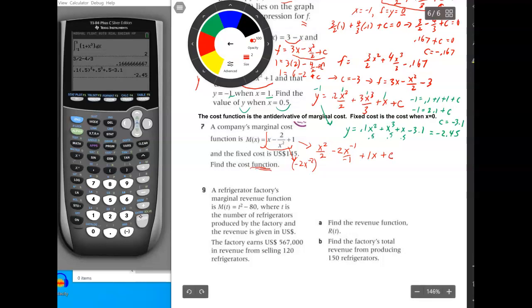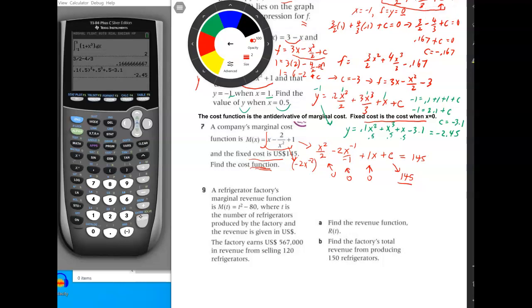The only thing that I don't know is c, and I'm going to find c by using the given fixed cost. Remember, the fixed cost is the cost when x equals 0. So if I plug in x equals 0, you can see that the first three terms become 0, and I know that the fixed cost is 145, so 0 plus 0 plus 0 plus c equals 145, so then I know that c is actually equal to 145 also.